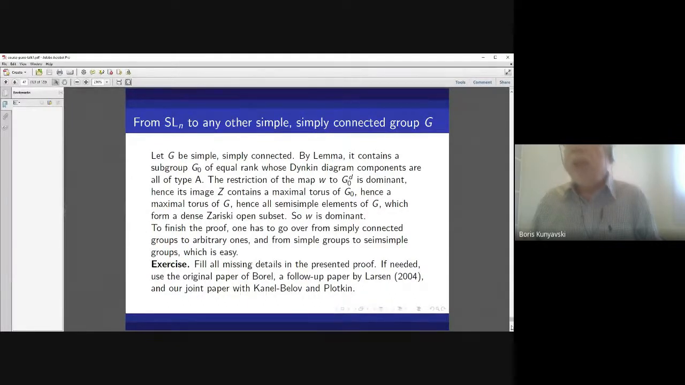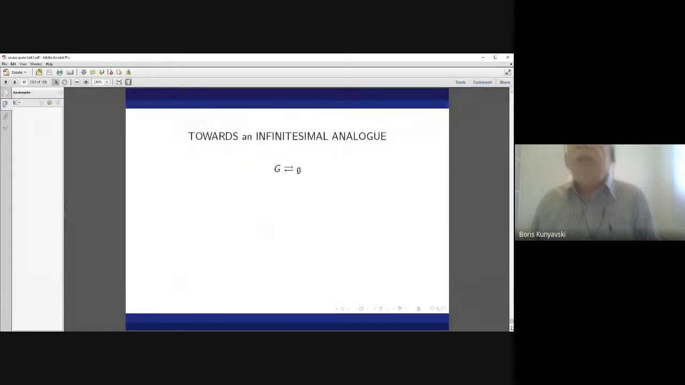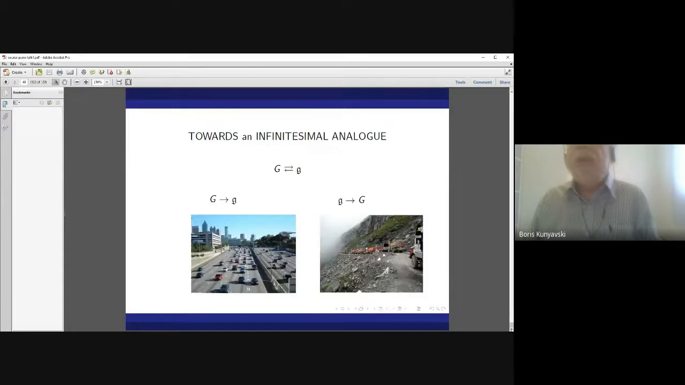And to finish, a short trailer of what will follow. We will start the next lecture by looking at infinitesimal analogues, going over from G to the Lie algebra and vice versa. It's a short illustration where we think about one direction as easy and smooth and the opposite one as difficult. I think the second picture is from Himalaya somewhere. You know better than me.